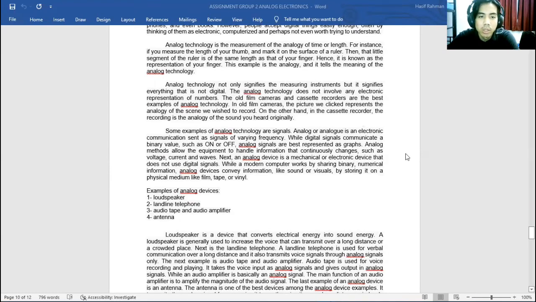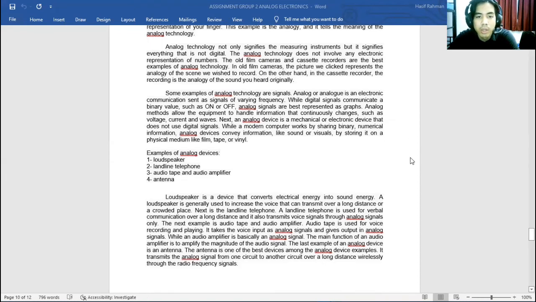So, as you can see here, I have listed 4 examples of analog devices. Firstly, loudspeaker. A loudspeaker is a device that converts electrical energy into sound energy. A loudspeaker is generally used to increase the voice so it can transmit over a long distance or in a crowded place. Next, we have the landline telephone. A landline telephone is used for verbal communication over a long distance, and it transmits voice signals through analog signal only.